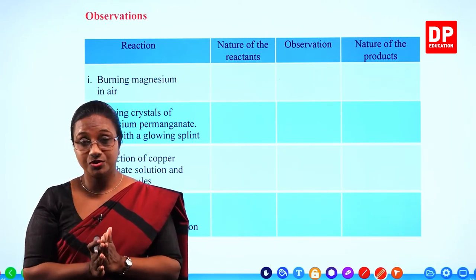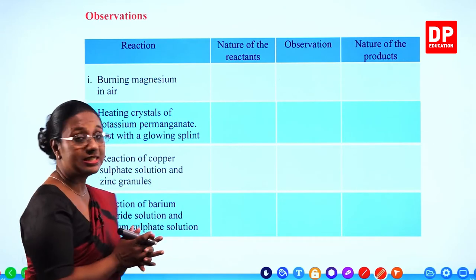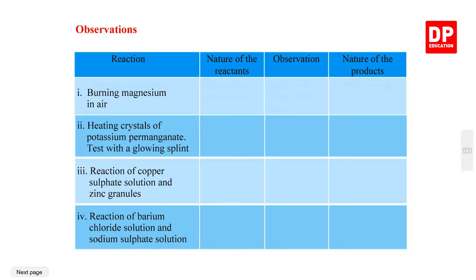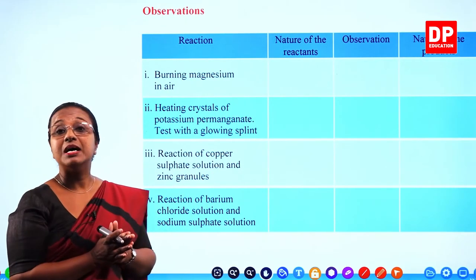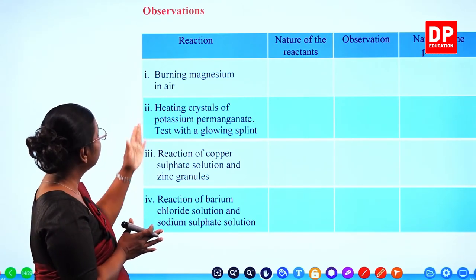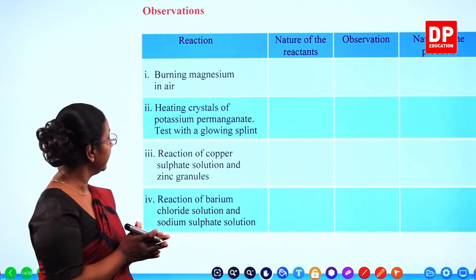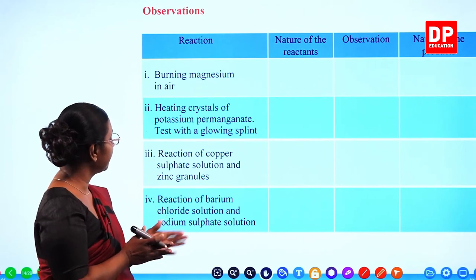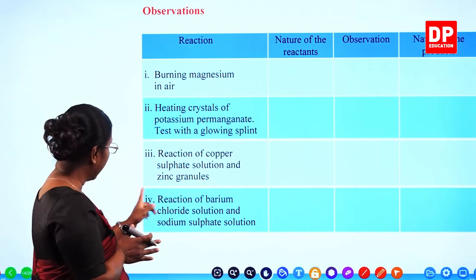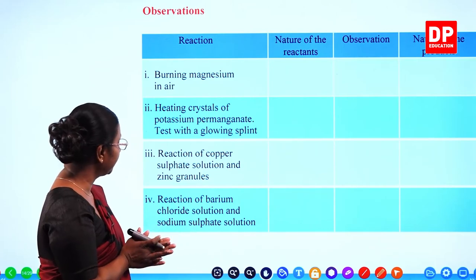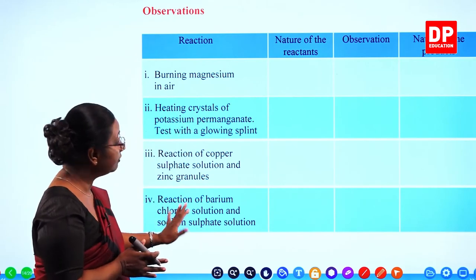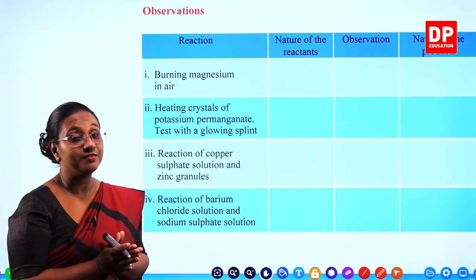So using those observations, we will fill up this table given in your textbook. In the first column, I have the reaction. These are the four reactions that we did in the lab. First one, burning magnesium in air. Then heating crystals of potassium permanganate, then test with the glowing splint. Then the third one, reaction of copper sulfate solution with zinc granules. And the fourth one, reaction of barium chloride solution and sodium sulfate solution. So those are the four reactions that we observed in the lab.